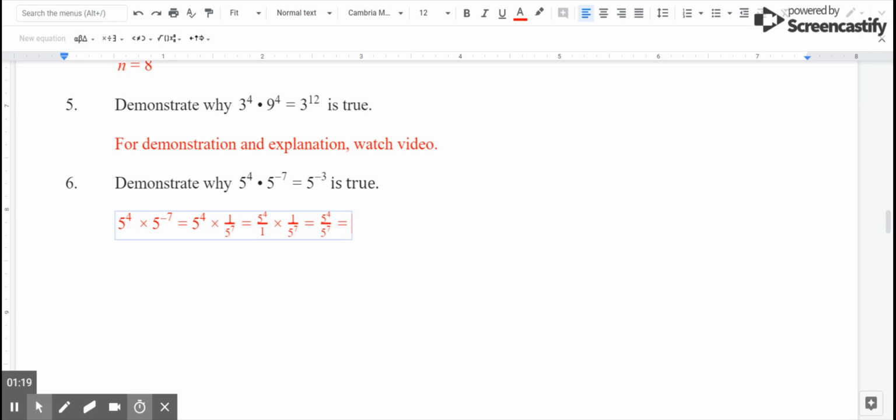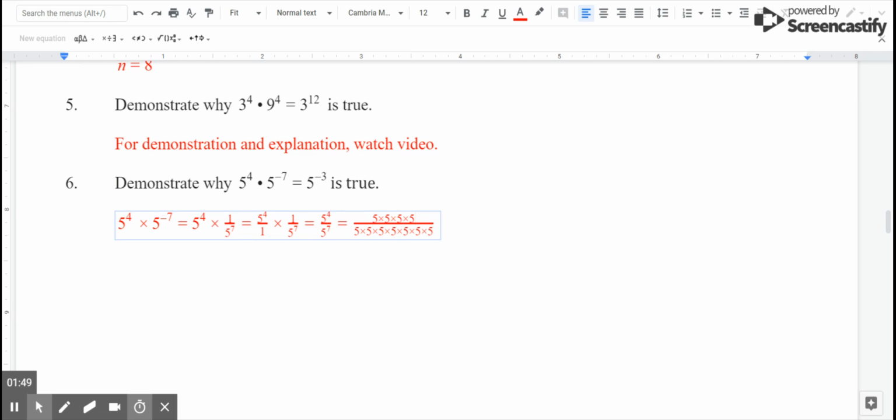Once I've got this, what I'm mapping out is how many times I'm multiplying 5 times itself. So in the numerator, I'm taking 5 times itself 4 times. So 5 times 5, etc., 4 times. And in the denominator, I'm taking 5 times itself 7 times. So all right, let's look for common factors we can cancel out.